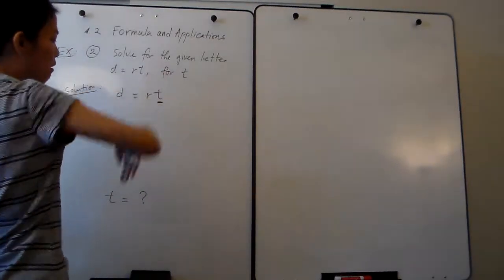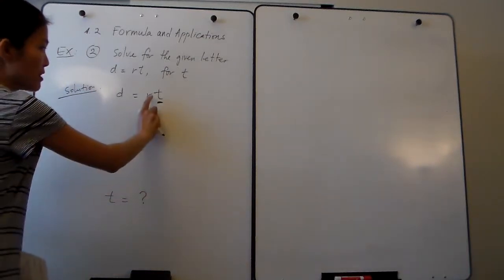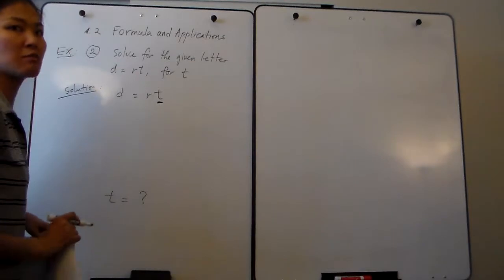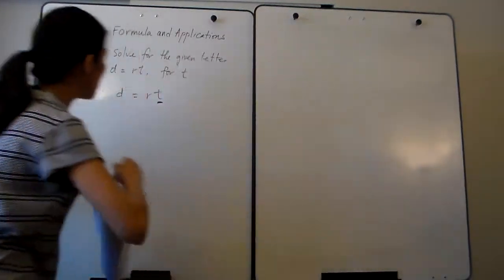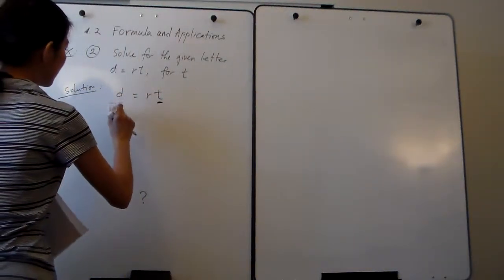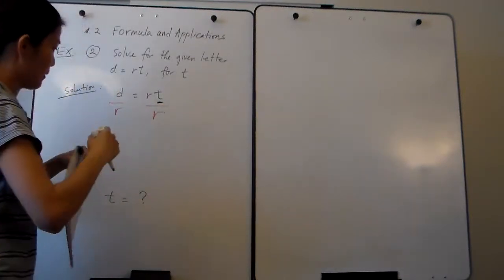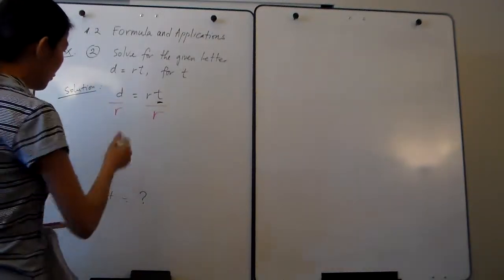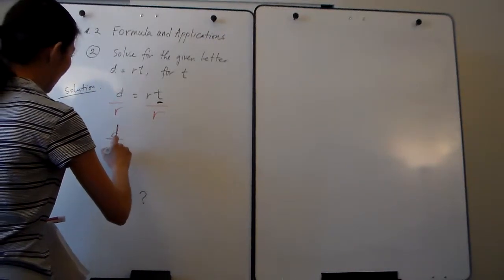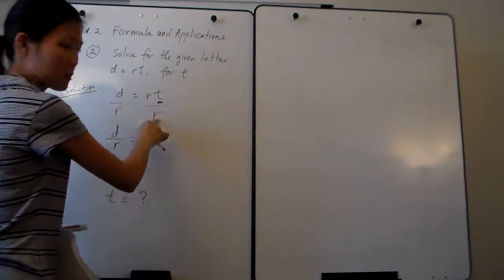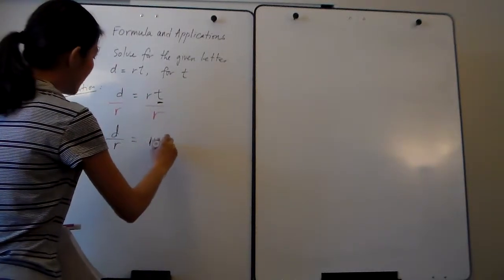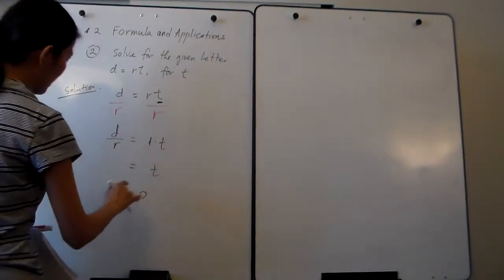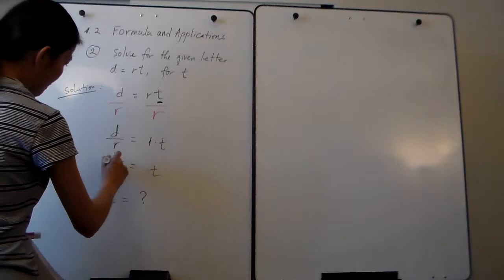So to eliminate R, remember this is multiplication, right? R times T. So the opposite of multiplication is division. So we need to divide both sides by R, okay, because we're looking for T. So dividing both sides by R, we get D divided by R equal to, R divided by R is 1, so 1 times T. So 1 times T is T. D divided by R is D divided by R.